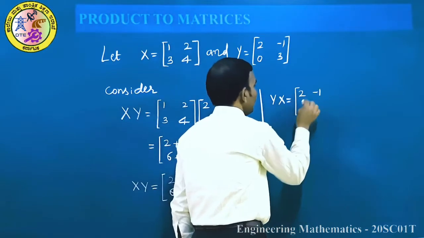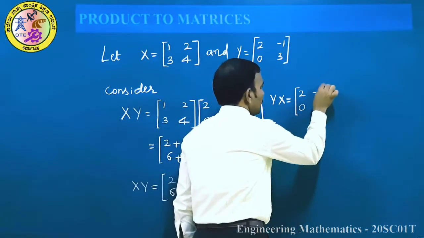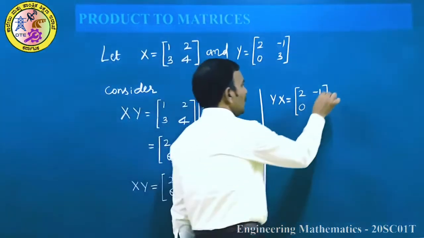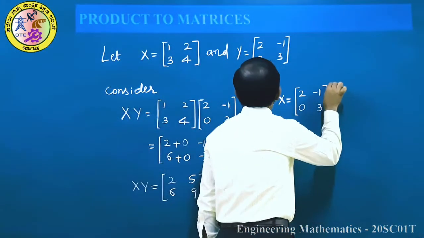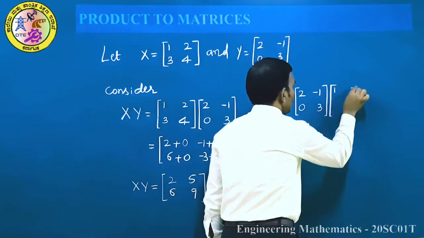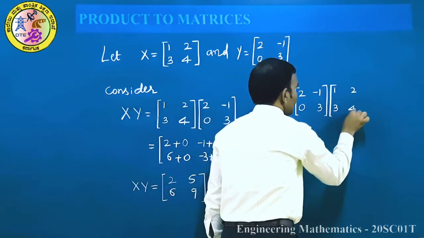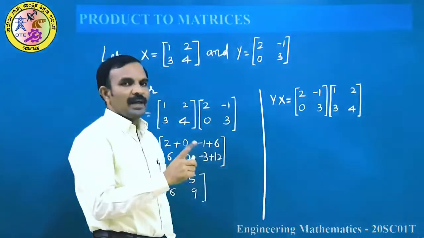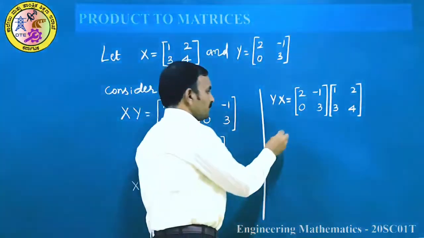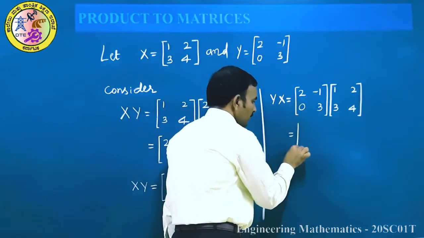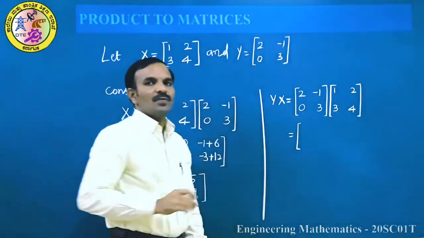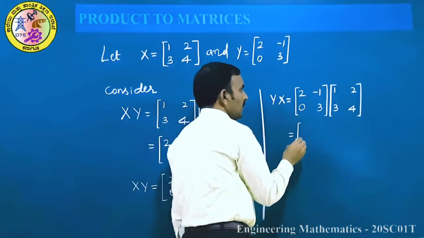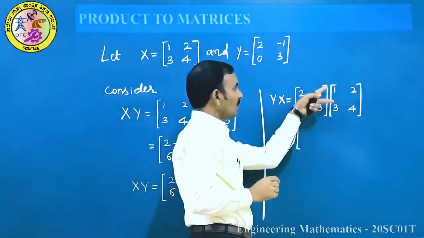What is y? y is the matrix 2, minus 1, 0, 3, into x. What is x? x is 1, 2, 3, 4. You have to multiply row by column. The first row, first column: 2, minus 1, and 1, 3.